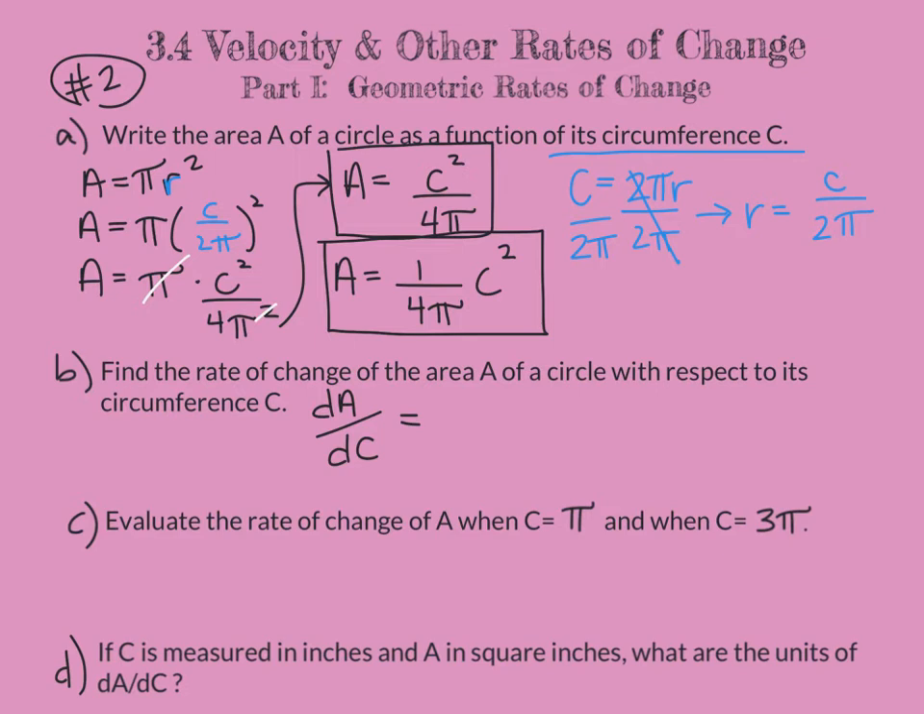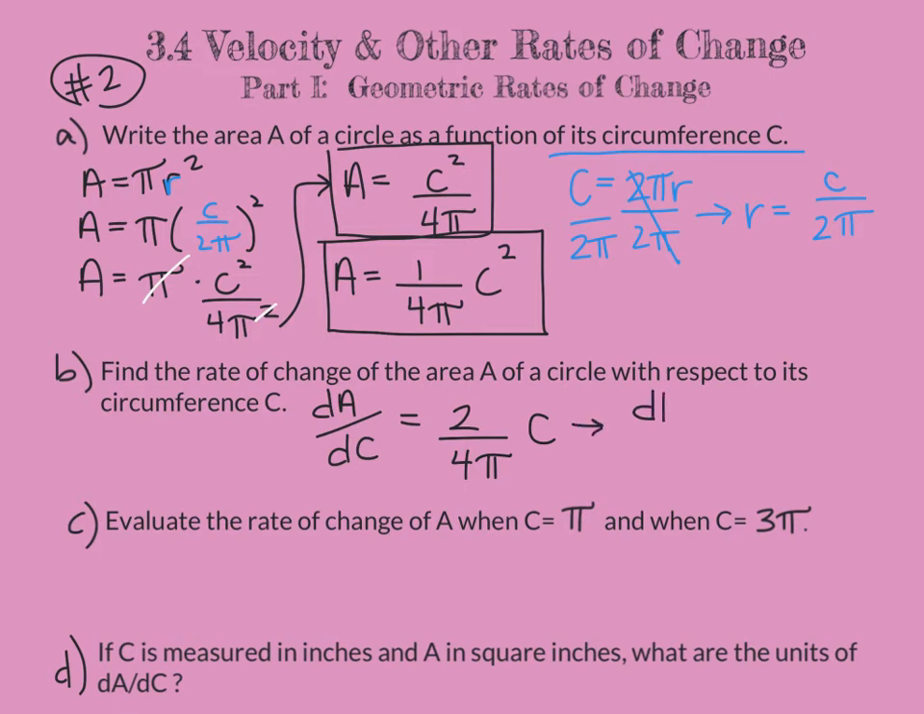C is our variable. 1 over 4 pi is just a number, so that's going to stay out front. Using the power rule, we're going to bring the 2 out front. So it's 2 times 1 over 4 pi, which is 2 over 4 pi. And then c is raised to the first.